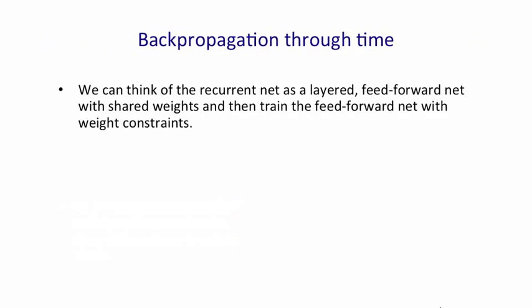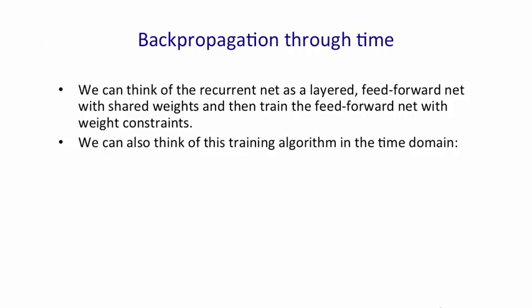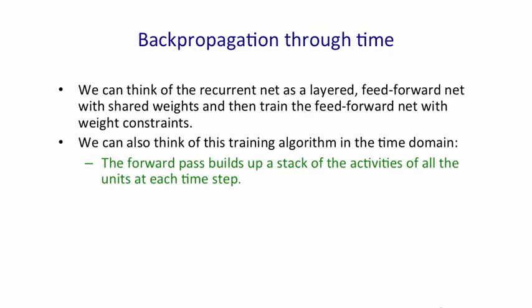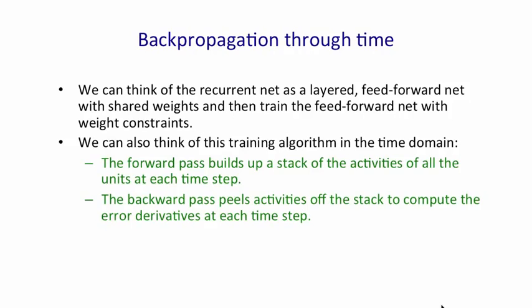The backpropagation through time algorithm is just the name for what happens when you think of a recurrent net as a layered feed-forward net with shared weights and you train it with backpropagation. So we can think of that algorithm in the time domain. The forward pass builds up a stack of activities at each time slice, and the backward pass peels activities off that stack and computes error derivatives each time step backwards. That's why it's called backpropagation through time.